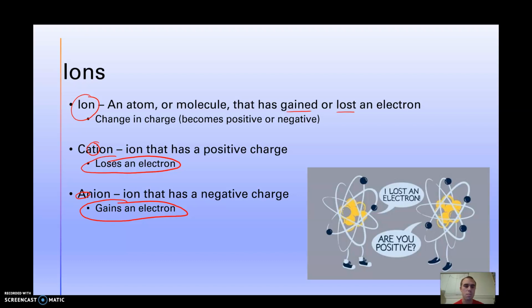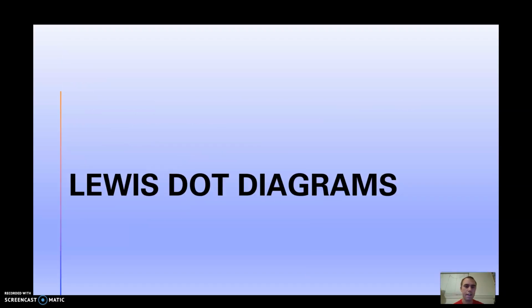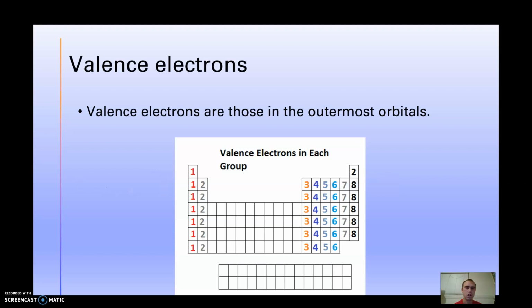Make sure you remember what cations and anions are. Okay? We're going to talk now about Lewis dot structures or Lewis dot diagrams. And this is a way to visualize or to diagram how things bond, how chemical bonds happen in terms of electrons.